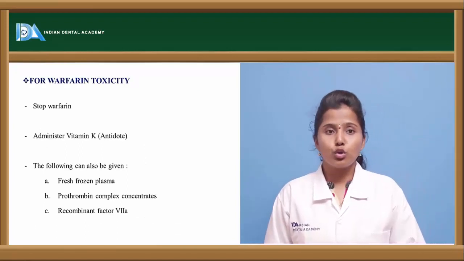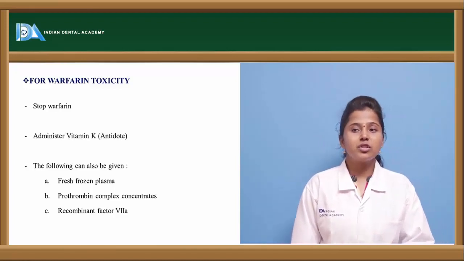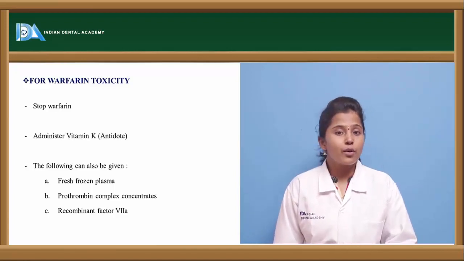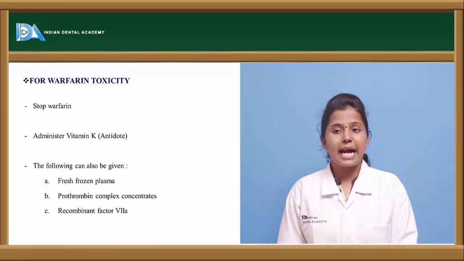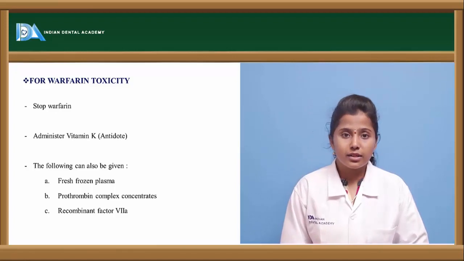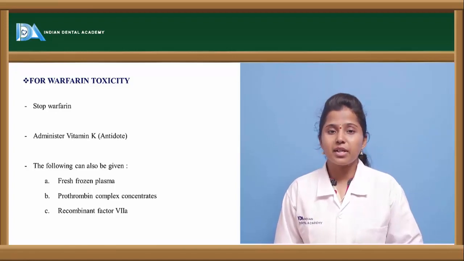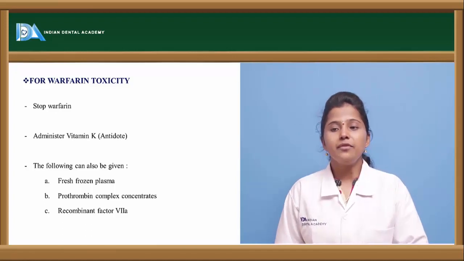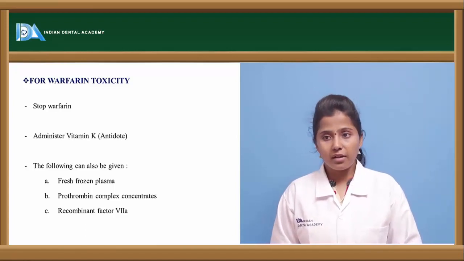Warfarin toxicity. To prevent the toxicity of warfarin, what can we give? To stop warfarin, administer vitamin K, because warfarin acts through the mechanism of inhibition of vitamin K. So when vitamin K is given, the action of warfarin can be stopped, and vitamin K is also called the antidote of warfarin. Apart from vitamin K, other substances can also be administered, like fresh frozen plasma, the plasma which is freshly frozen, prothrombin complex concentrates, and recombinant factor 7A, as antidotes of warfarin apart from vitamin K.